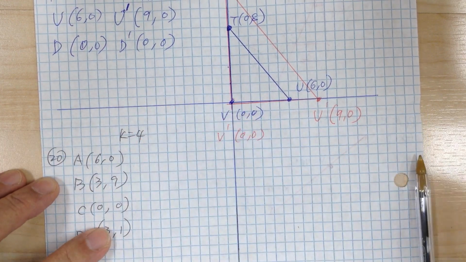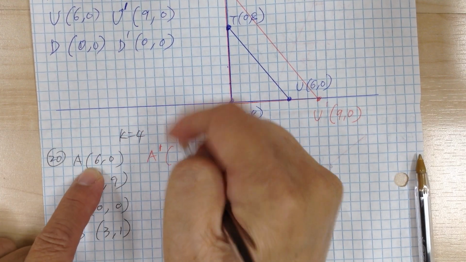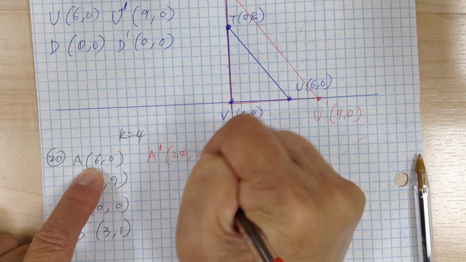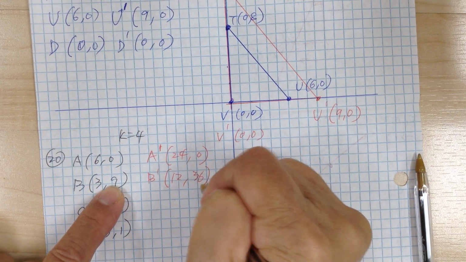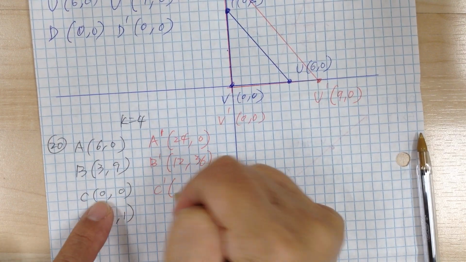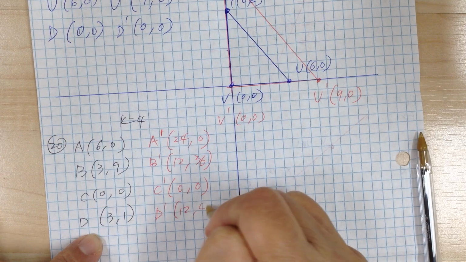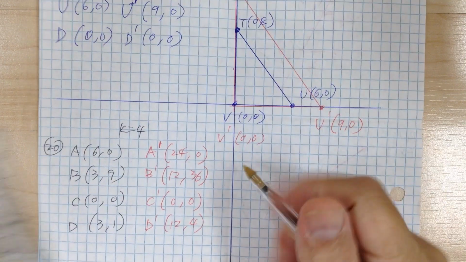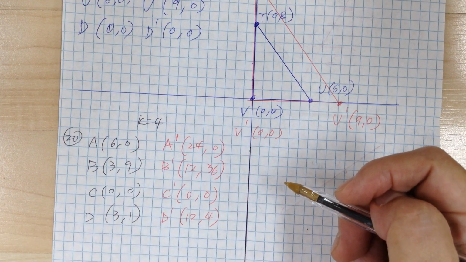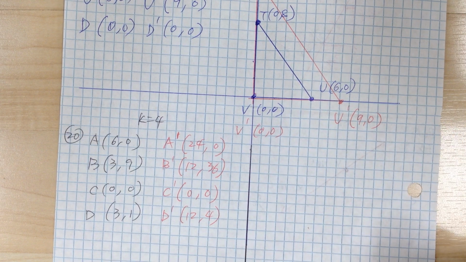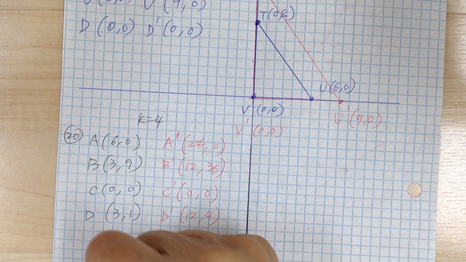Okay. So from here we're going to get A prime. So that's the image. So everything times by 4, so you're going to get 24, 0, and B prime is going to be 12, 36, and C prime is going to be 0, 0, and D prime is going to be 12, 4. Now, obviously, if you thought that this is going to be huge, right? So this is when you can go ahead and make every square equal to 4, because scale factor is 4, so you know that everything is going to be a multiple of 4.